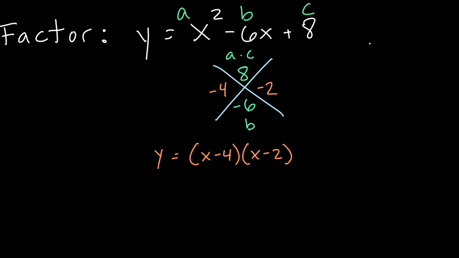So technically when I asked you to factor, this is all you had to do. You should have left it like this. If I had asked you, oh, give me the zeros, give me the solutions, then what do you do? Set it equal to 0. Then you set both of them equal to 0. So we have X is equal to 4 and X is equal to 2.